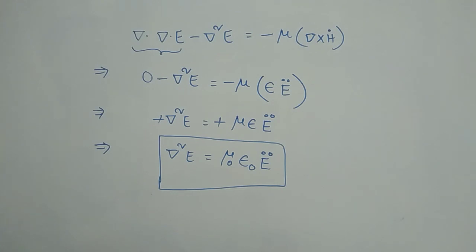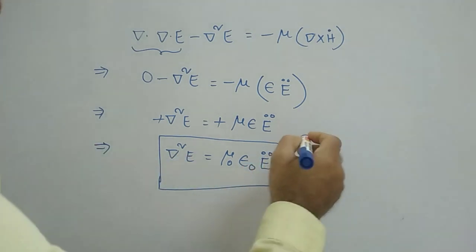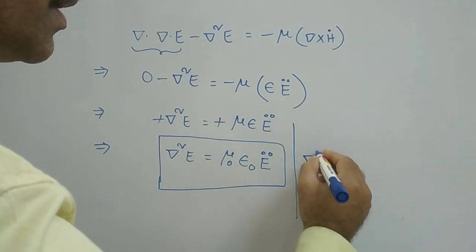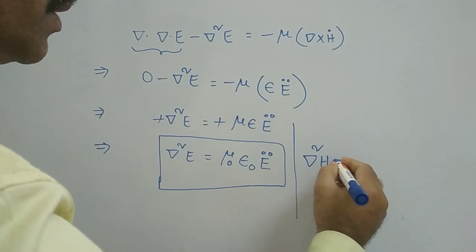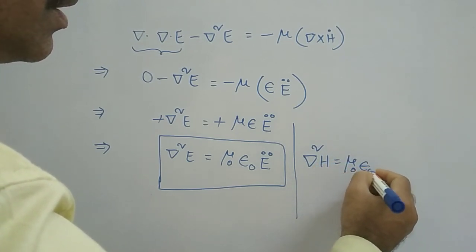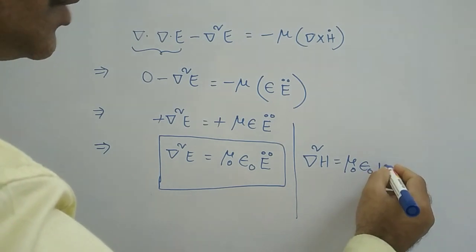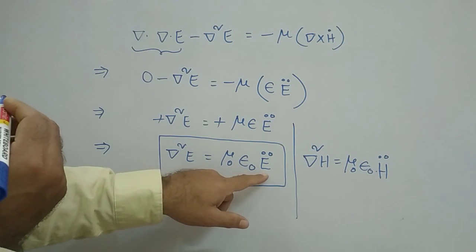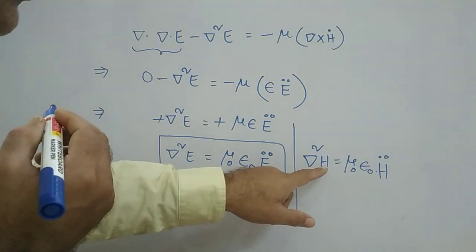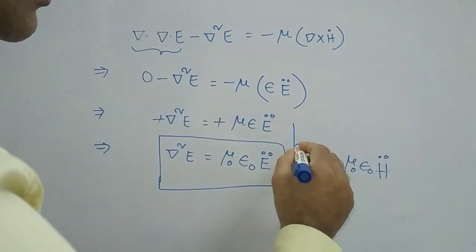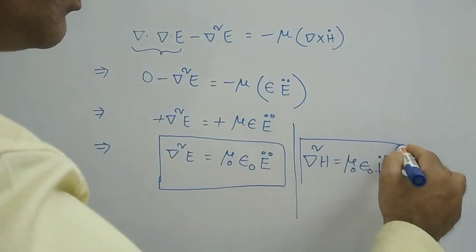Clear? And you can try in a similar fashion. You can write for H also. Then you will get del square H equal to mu naught epsilon naught H double dot. Therefore, if you write the same for H, the magnetic field strength, it becomes H double dot. This will be for the magnetic field.